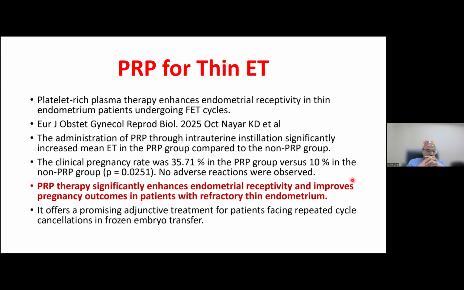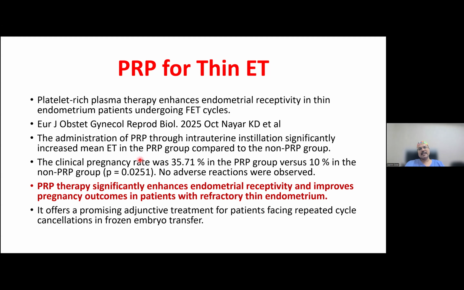PRP for thin endometrium. Now you have decided that you want to do estrogen cycles only because you are either scared, you don't know whether it works for a letrozole cycle or a modified natural letrozole cycle. So this is something that can be done to improve the endometrial thickness, to improve the endometrial vascularity, and to improve the endometrial receptivity. This is a very recent paper published by Dr. Nair from Delhi. They found that in patients with thin endometrium, they gave PRP on day 7, day 9, day 11. In some patients, only one dose was needed.